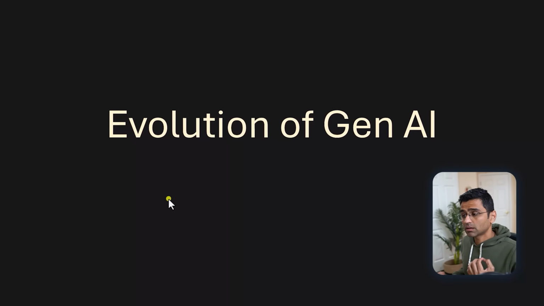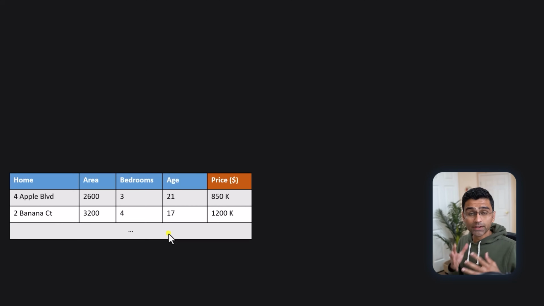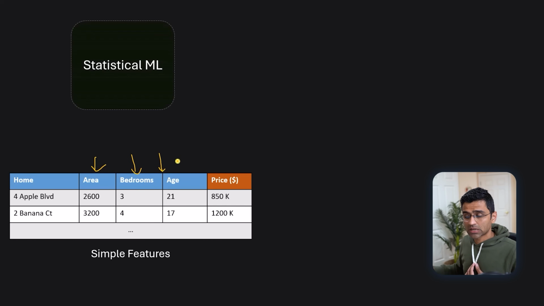Let's now look at the evolution of Gen AI. In the early days of AI, the kind of problems that we used to solve was predicting home price based on factors such as the area, the bedrooms, the age, etc. This is called statistical machine learning, and the factors which determine the price of the home, such as area, bedroom, age, etc., they were called features. Now, these were simple features.